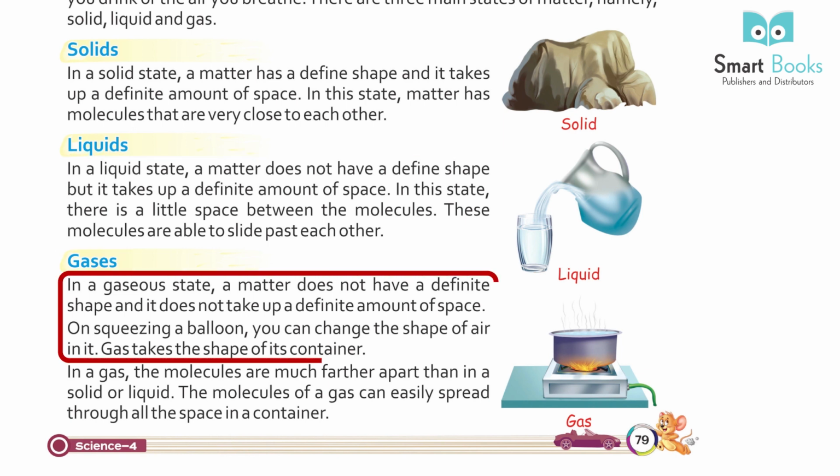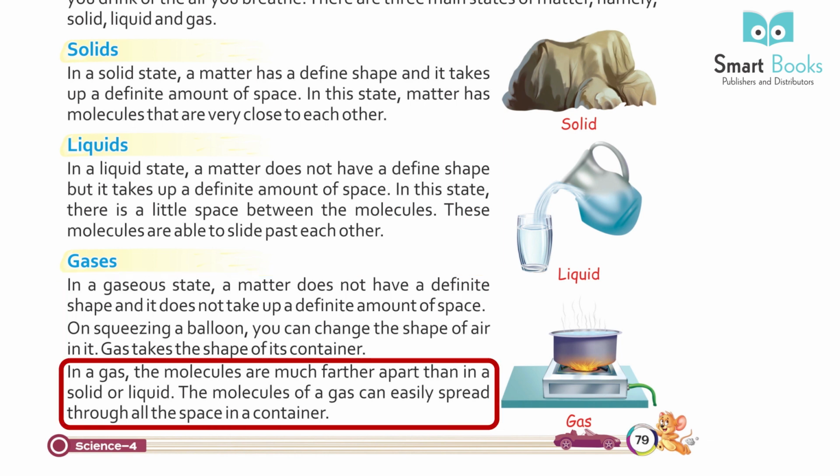Gases: in a gaseous state, a matter does not have a definite shape and it does not take up a definite amount of space. On squeezing a balloon, you can change the shape of air in it. Gas takes the shape of its container. In a gas, the molecules are much farther apart than in a solid or liquid. The molecules of a gas can easily spread through all the space in a container.